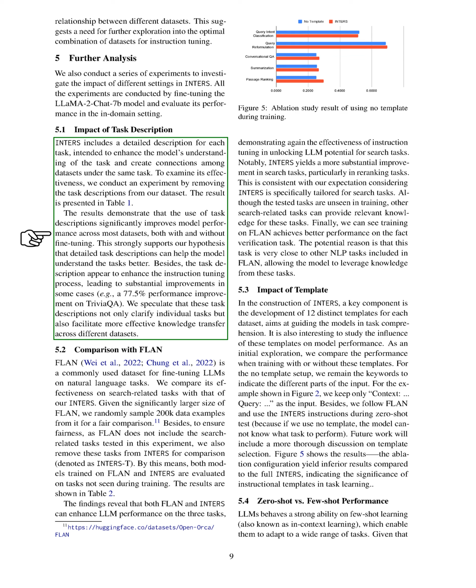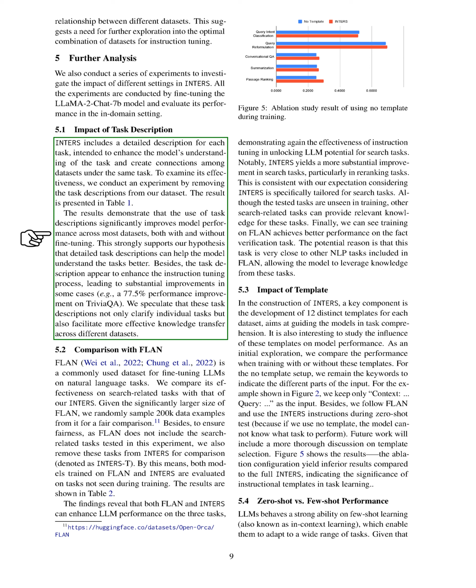To test its effectiveness, we ran an experiment where we removed these descriptions from our dataset. The results, as shown in the table, indicate that task descriptions significantly enhance the model's performance across most datasets, whether or not they have been fine-tuned. This supports our theory that detailed task descriptions can help the model understand the tasks better. Moreover, these descriptions seem to boost the instruction tuning process, leading to substantial improvements in some cases, such as a 77.5% performance improvement on a particular task. We believe that these task descriptions not only clarify individual tasks but also promote more effective knowledge transfer across different datasets.